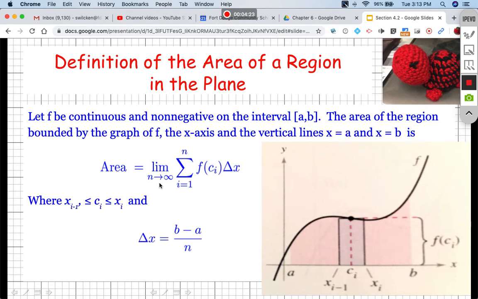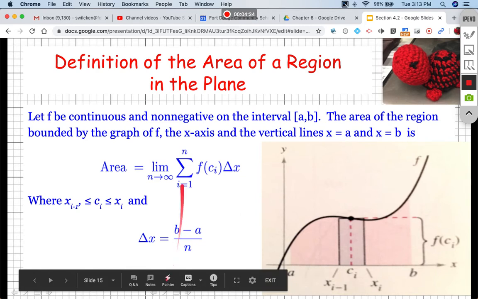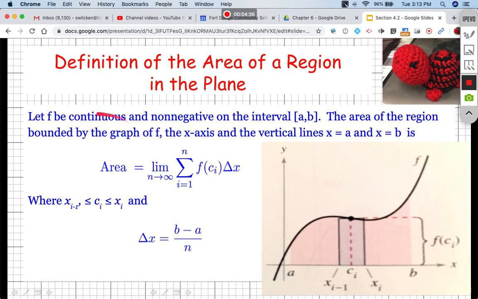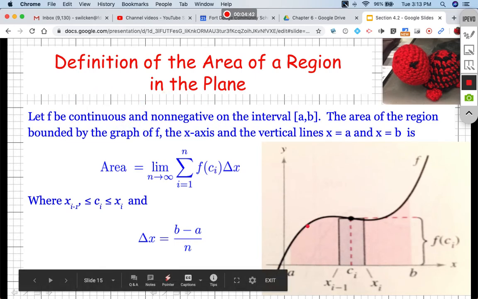So how do we find it? Here's our formal definition. Definition of the area of a region in the plane. We have to be continuous and non-negative. Again, continuous has always been important to us when we're doing derivatives, but we also have to be non-negative because we're looking at the area underneath the curve, between the curve and the x-axis. And when this goes negative, that's going to cause us problems. We'll deal with that in later sections.